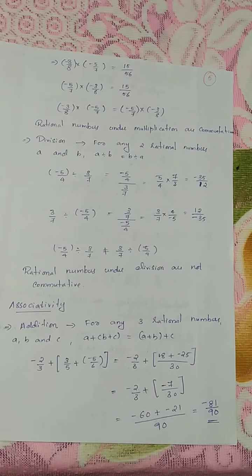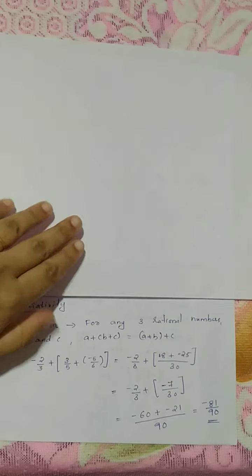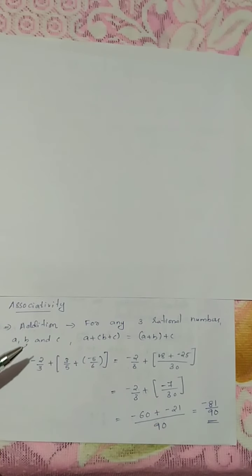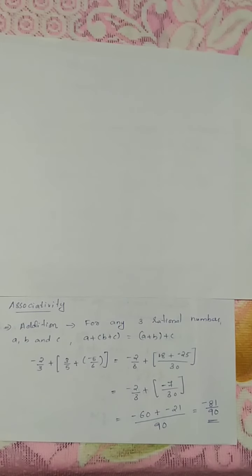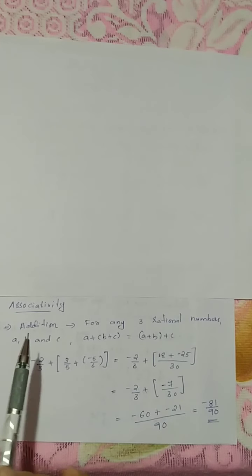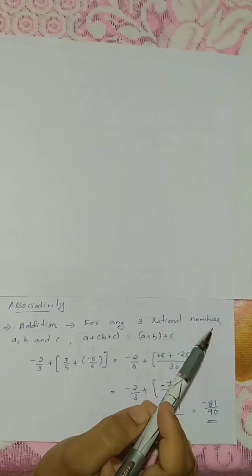So next we are studying the next property, that is associativity. Here also we have to find whether associative property is satisfied in case of addition, subtraction, multiplication and division. For checking commutative property we take two rational numbers, and in this associative property we are taking three rational numbers.